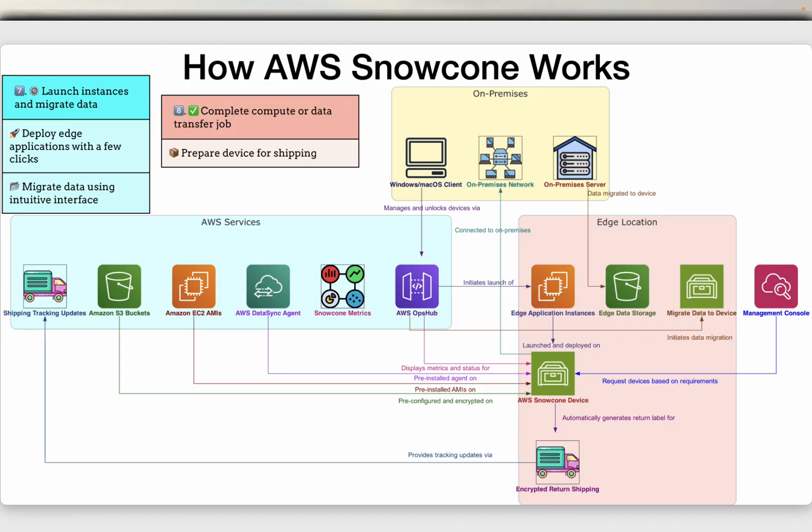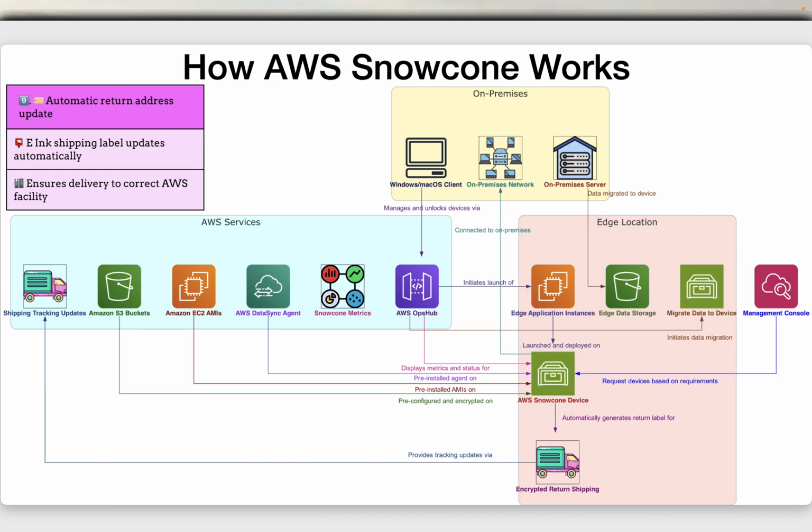And then you complete the compute or data transfer job. Once the compute or data transfer job is completed and the device is ready to be returned, users can prepare the device for shipping. There is an e-ink shipping label on the Snowcone device which automatically updates the return address, ensuring that the device is delivered to the correct AWS facility.